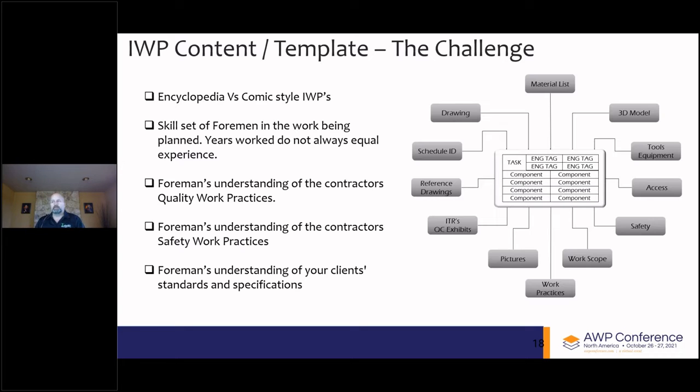The content of the IWPs, on a little diagram on the right, is basically, you've got a bunch of components and engineering tags and possible tasks that make up the scope of the IWP. And you've got a bunch of data around it in terms of material lists and drawings and schedule IDs, reference drawings, pictures, work practices, work scope, safety access. There's a lot of content. I'm a believer that the knowledge and understanding of where your foremen are at in their skill sets and knowledge greatly determine the content that goes into those IWPs.